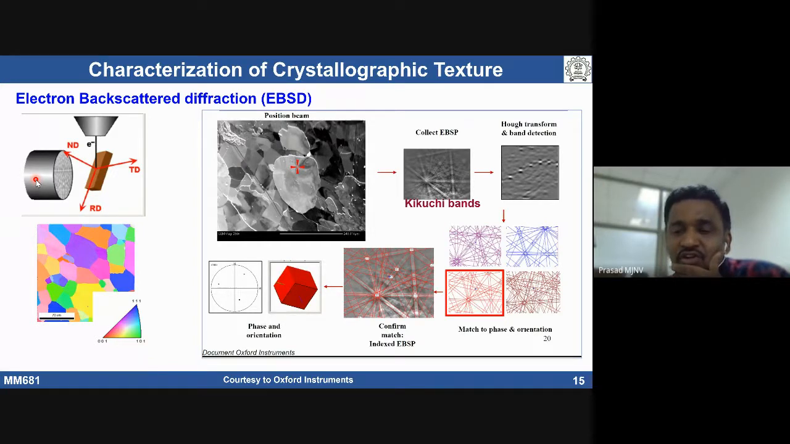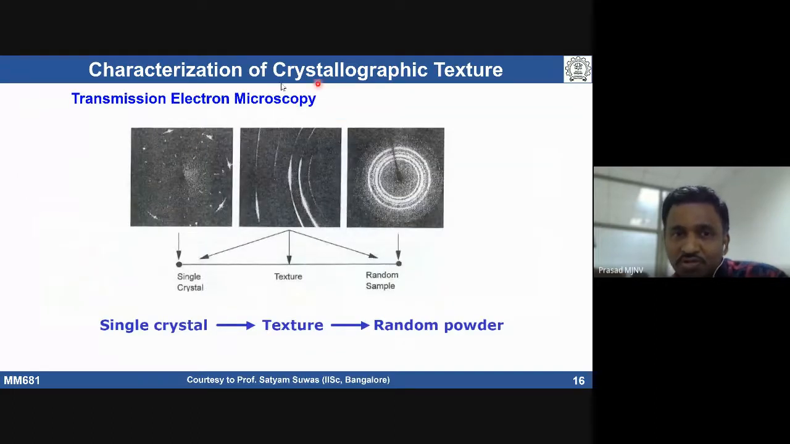So here we talked about theta-2theta normal XRD scans and the Schulz reflection method, which is commonly used for getting the bulk texture of the material, and electron backscatter diffraction is used for obtaining surface orientation maps from the material. Transmission electron microscopy is also used to get information about the texture. We get diffraction patterns, transmitted electron diffraction patterns, which we call selected area diffraction patterns.